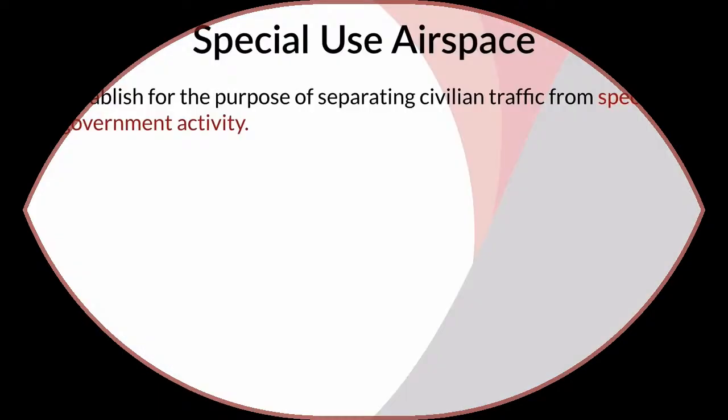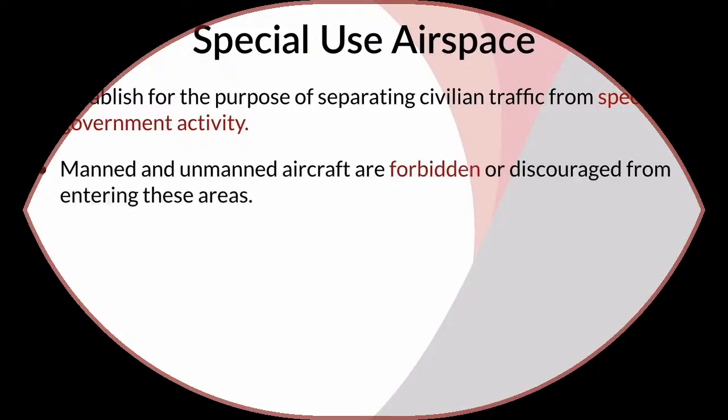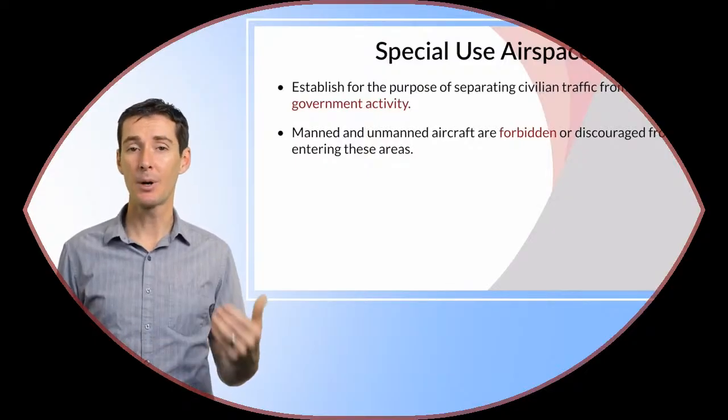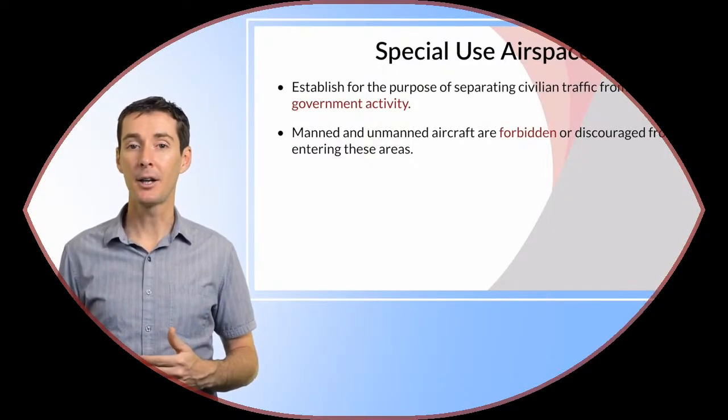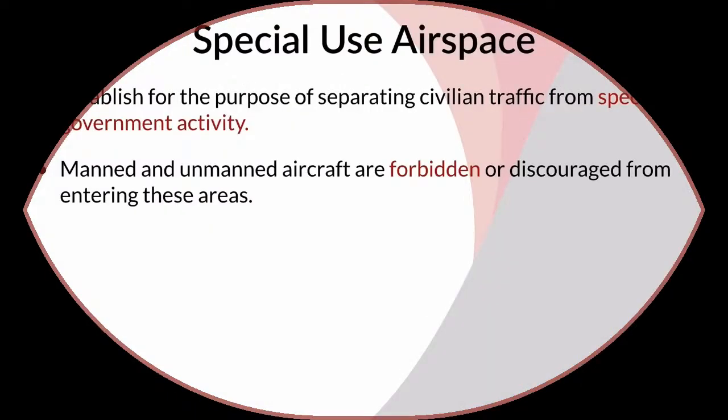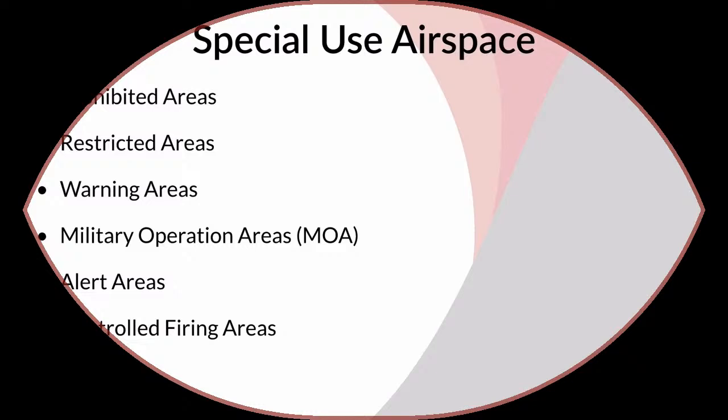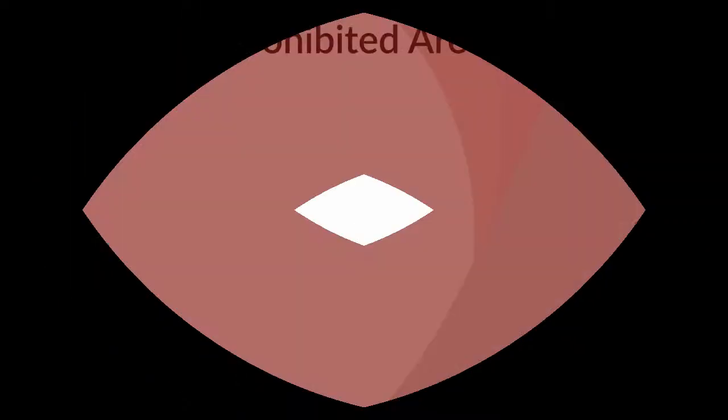The special use airspace is established for the purpose of separating civilian traffic from special government activity. Now, when you hear special government activity, it's probably something you want to stay away from. Usually manned aircraft and unmanned aircraft are not allowed or discouraged to enter any of these special use airspace areas. Here's the list: prohibited, restricted, warning, military operating areas, alert areas, and controlled firing areas. Let's go ahead and talk about each of them individually.